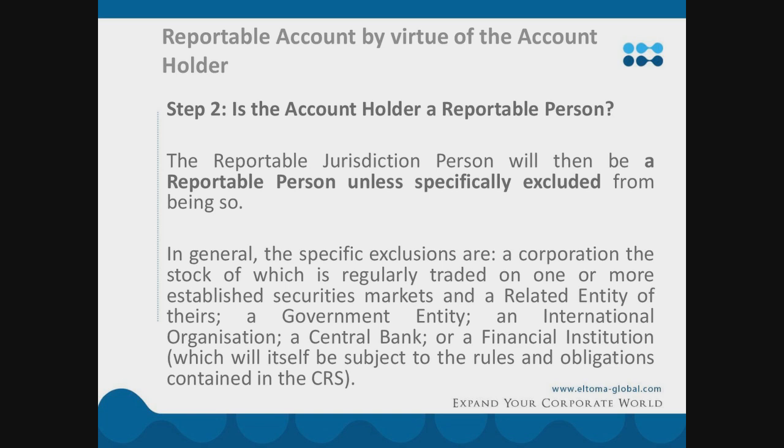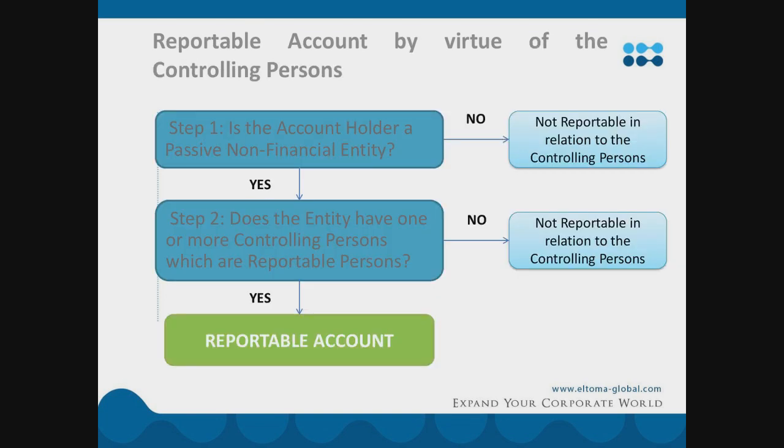So these entities are considered low risk entities because they are subject to the same level of scrutiny as the reportable persons under the Common Reporting Standards. Okay, so now let's consider the second group of reportable accounts: the reportable accounts by virtue of the controlling persons.